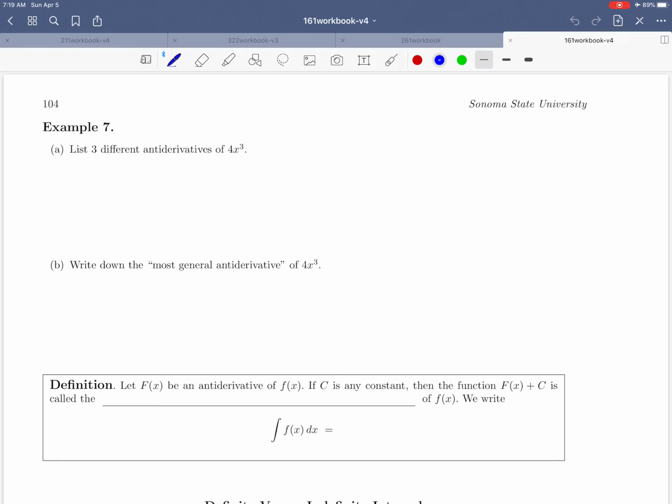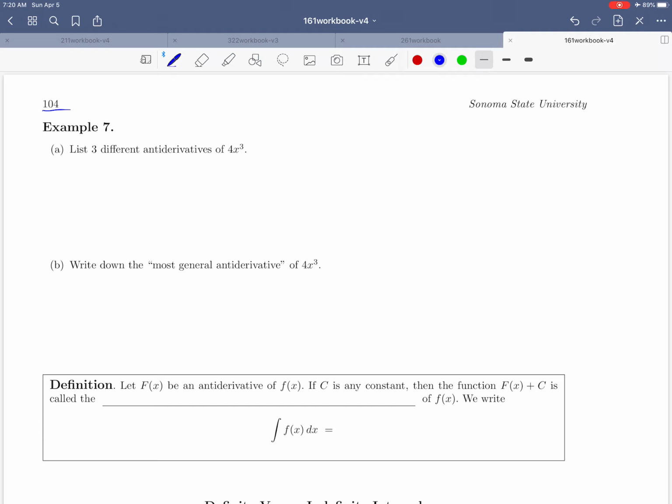Welcome everybody to the beginning of page 104 in the workbook. We are going to look at example 7 here. This is going to introduce a new piece of notation that's convenient when we're working with antiderivatives. Okay, so our discussion starts by asking kind of an interesting question.